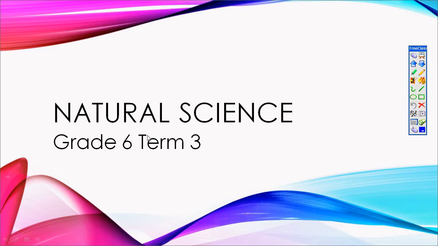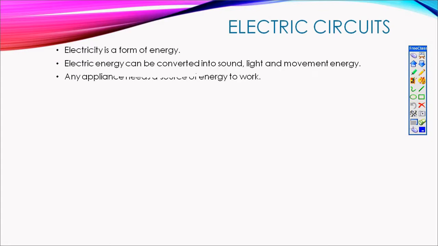Okay, so follow me in your textbook. I'm starting there on page 114, and then you can follow me as we talk about circuit diagrams. Electrical circuits is a pathway for electricity to flow. We know that electricity is a form of energy. This electrical energy can be changed into sound energy, light energy, and movement energy. Any appliance needs a source of energy to work.